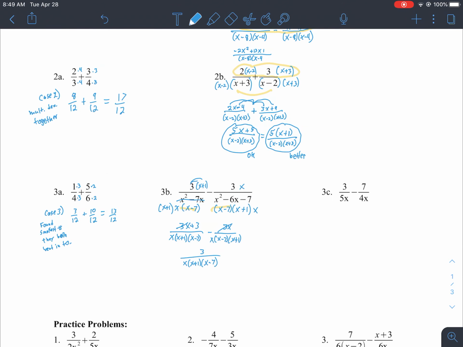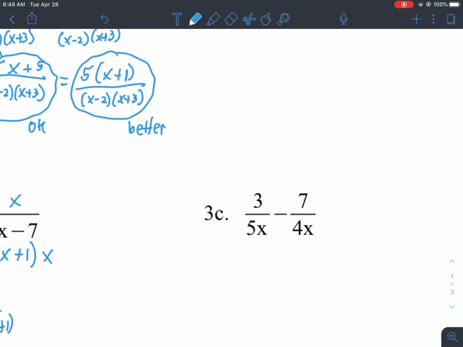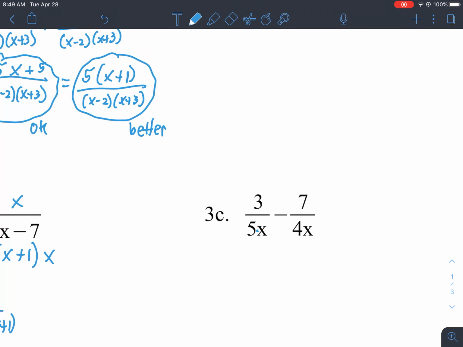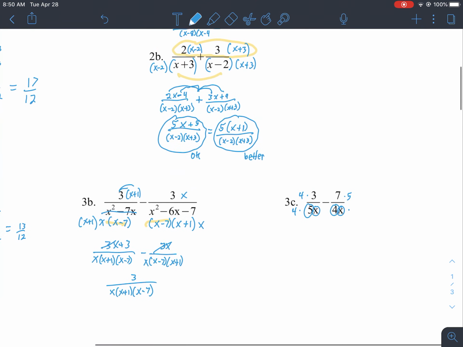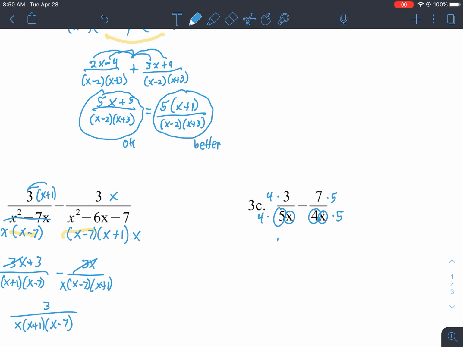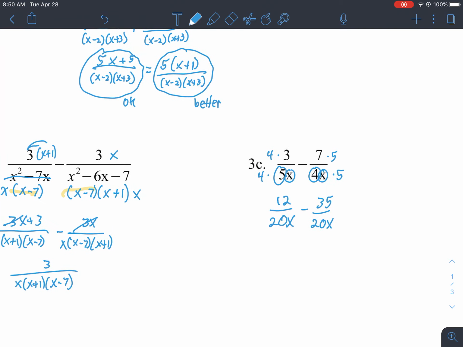Now, the last example is just something people commonly miss. Okay, there is already an x in common. So what we need to get in common is the 5 and the 4. So we can multiply both sides by 5 and both sides by 4. Somehow people like to multiply by an additional x that you don't need. Okay, so we get 12 over 20x minus 35 over 20x. And 12 minus 35 is negative 23.